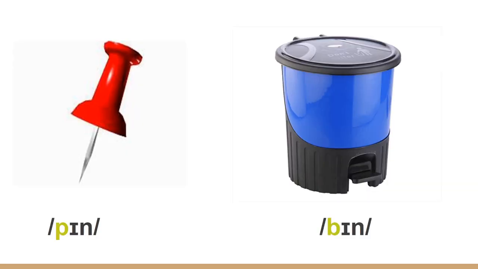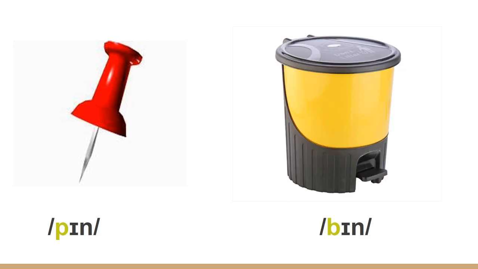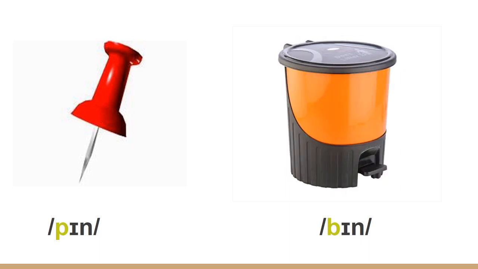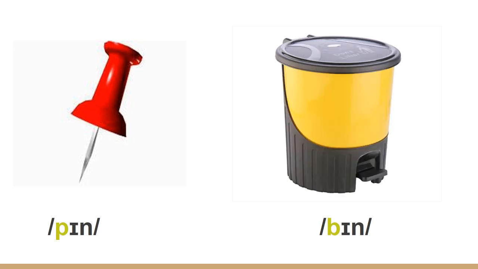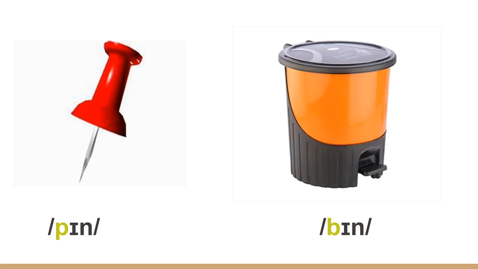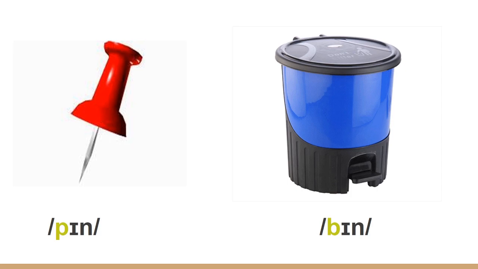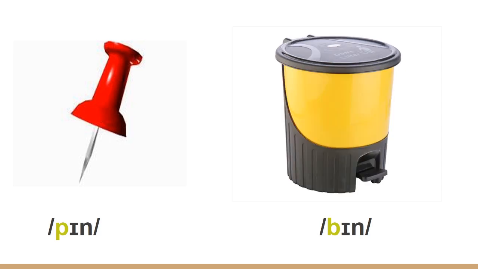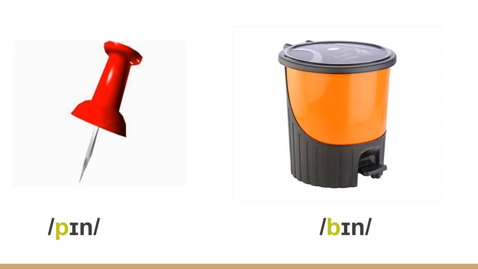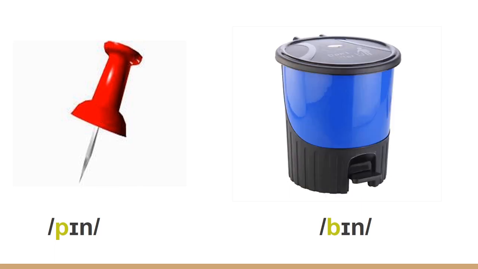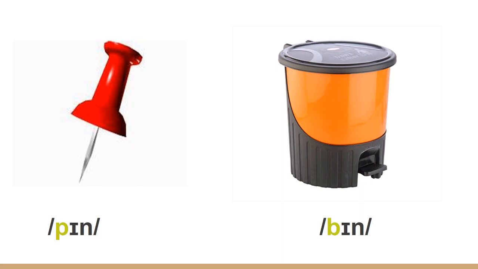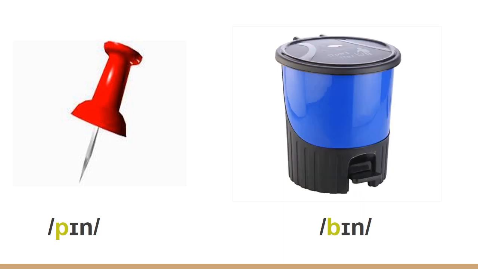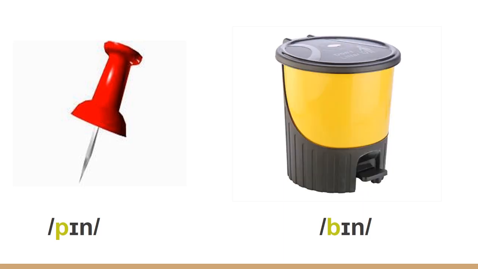For example, pin and bin. In these words, the pa sound and ba sound changed, but this change in one specific sound has changed the meaning of these two words. That is the speciality of this property of language called discreteness.